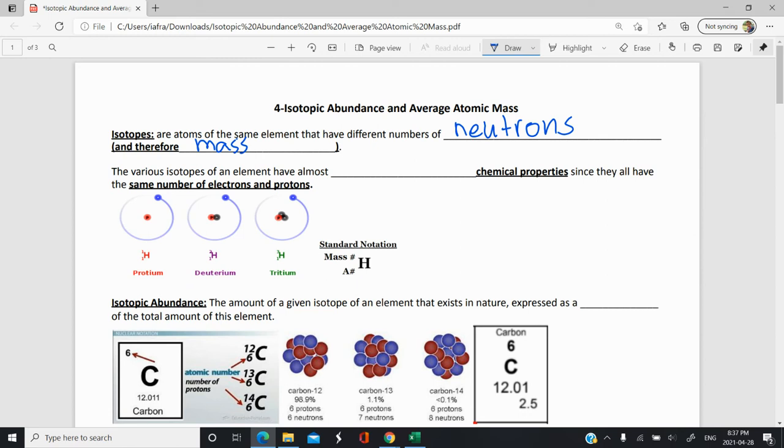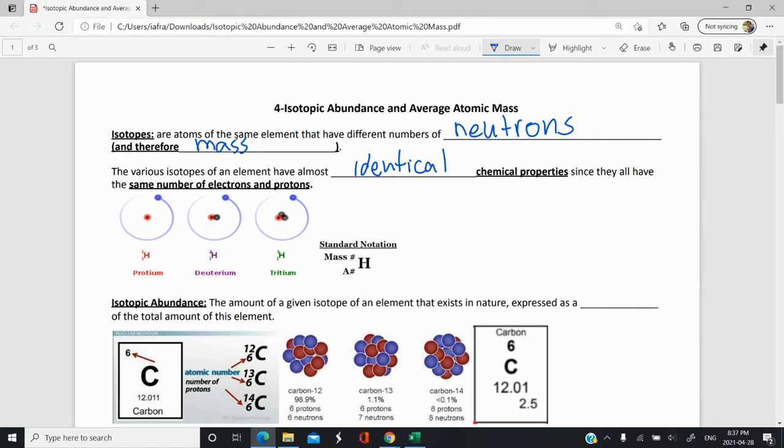And so the various isotopes of an element have almost identical chemical properties because they basically have the same number of electrons and protons. There might be some differences in physical properties, but that's the basic idea behind it. They're very similar in chemical properties.